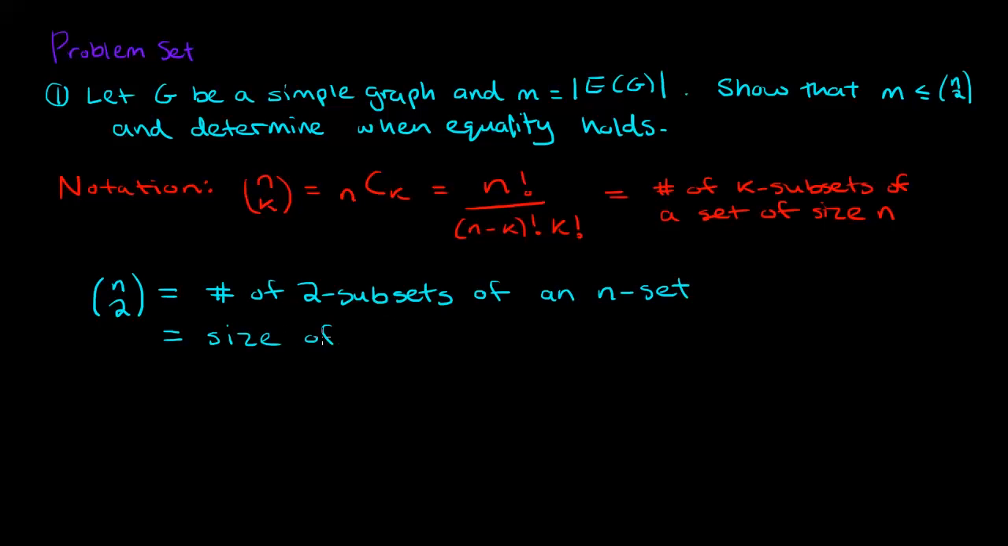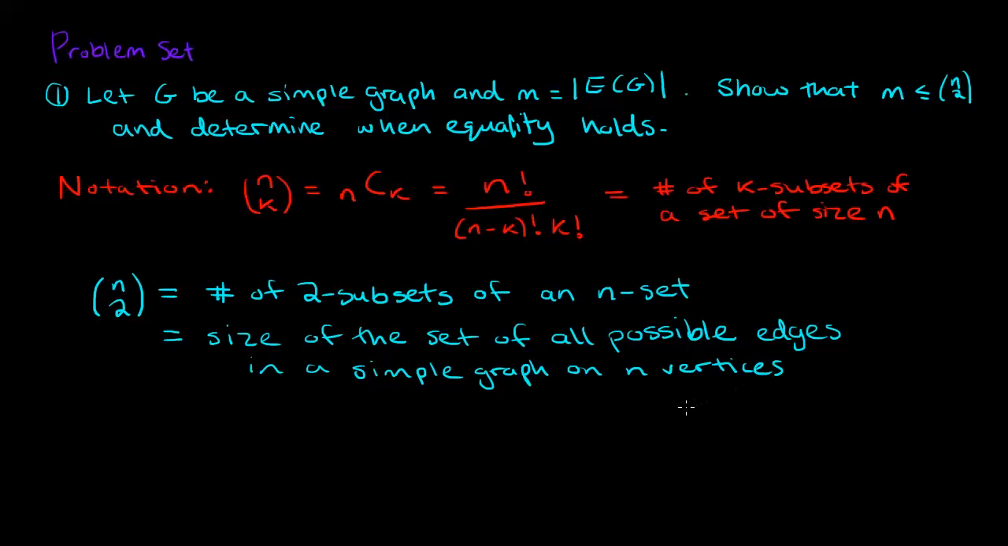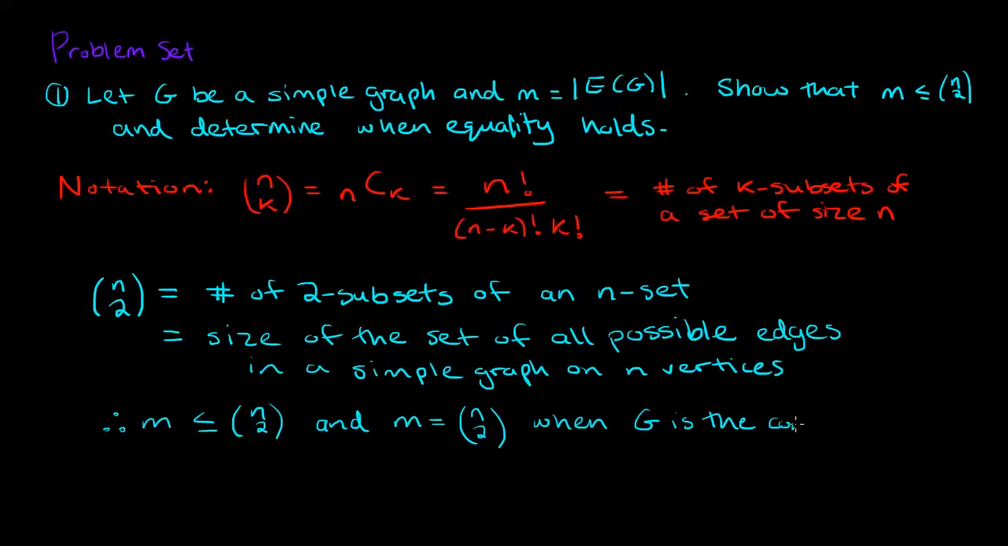And this is equal to the size of the set of all possible edges in a simple graph on n vertices. Therefore, M is less than or equal to n choose 2, and M is equal to n choose 2 when the graph G is the complete graph, Kn.